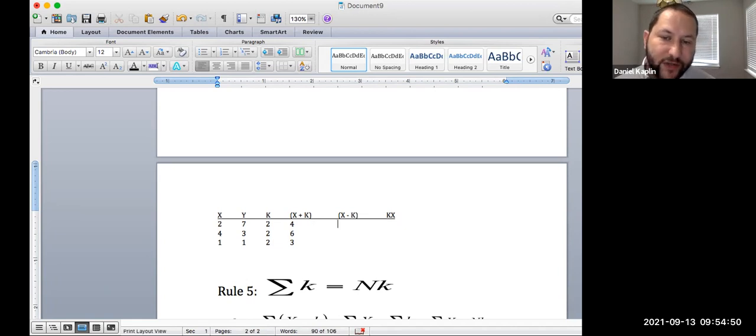So x minus k: 2 minus 2 is 0, 4 minus 2 is 2, and 1 minus 2 is -1. All right, and then kx. So kx, it's multiplying across. 2 times 2 would be 4, 4 times 2 is 8, and 1 times 2 is 2. All right, and now I think I'm ready to add these columns and start proving these rules.